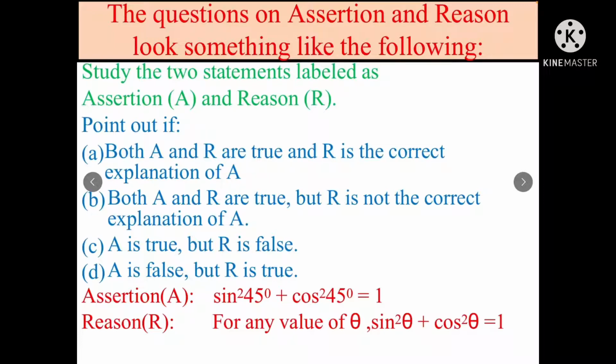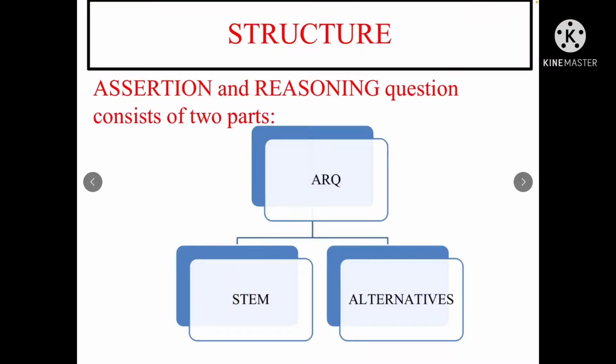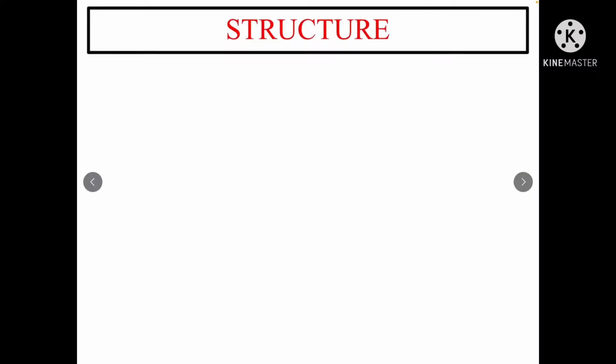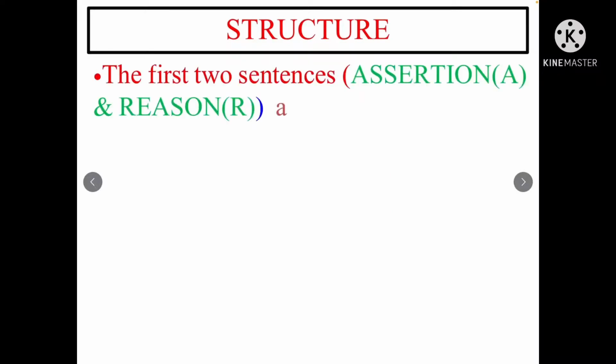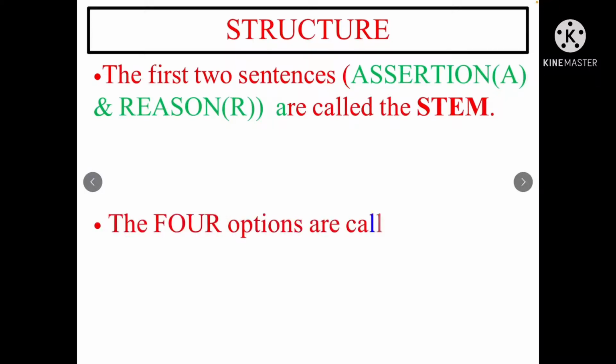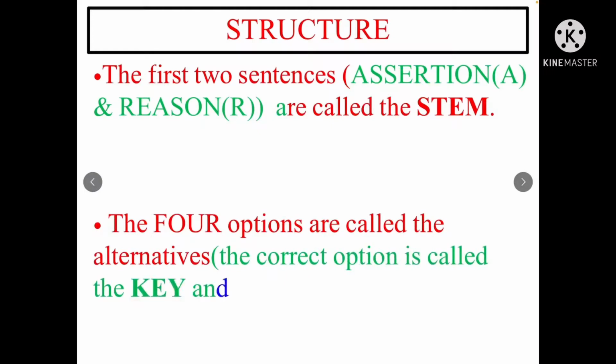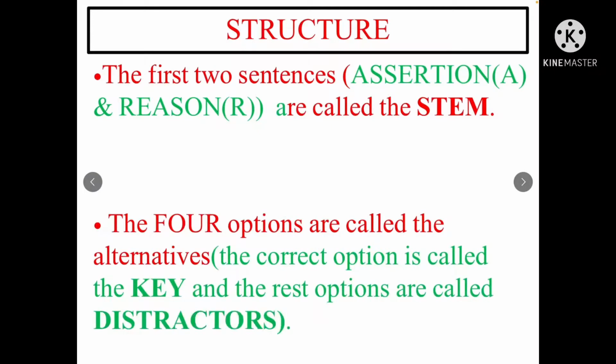Now let us know what is assertion. So what we observed is that an assertion and reasoning question consists of two parts. One is called the stem and another is called the alternatives. The first two sentences, assertion and the reason, are called the stem. The four options are called the alternatives, in which the correct option is called the key and the rest of the options are called the distractors.